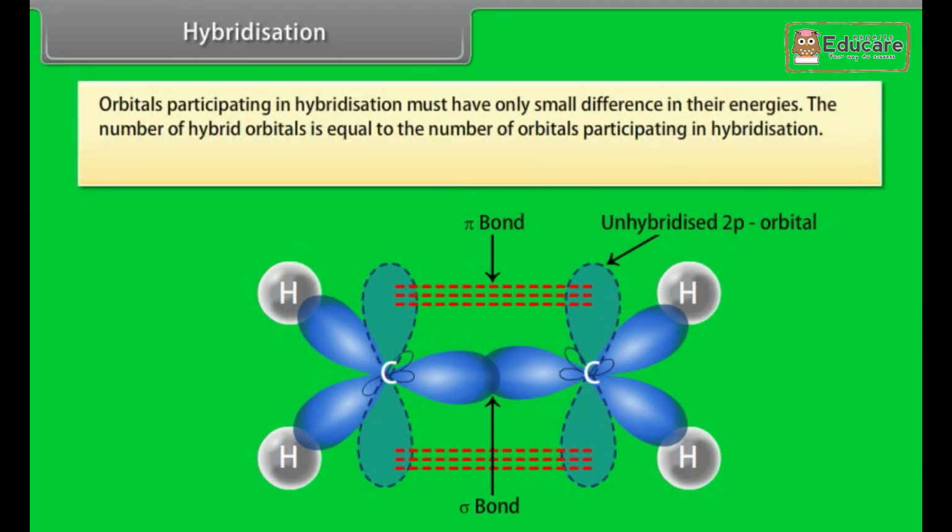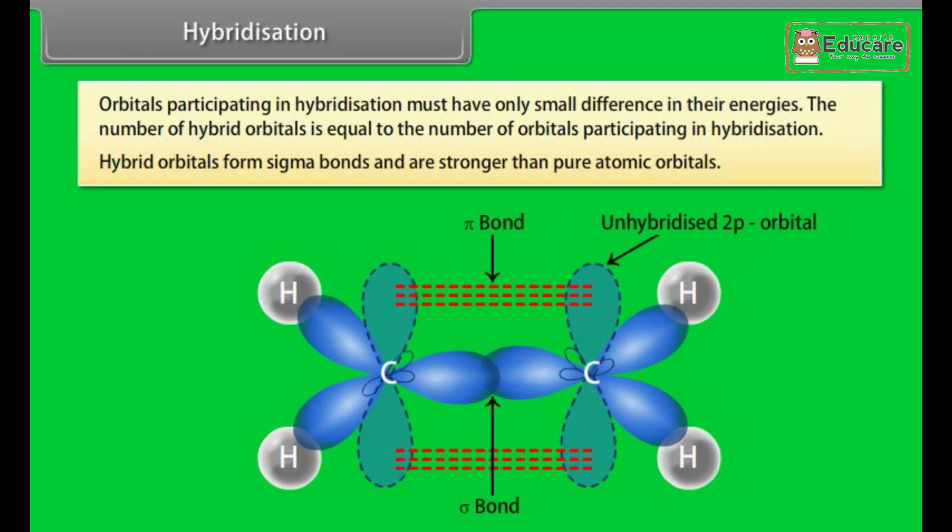Orbitals participating in hybridization must have only small difference in their energies. The number of hybrid orbitals is equal to the number of orbitals participating in hybridization. Hybrid orbitals form sigma bonds and are stronger than pure atomic orbitals.